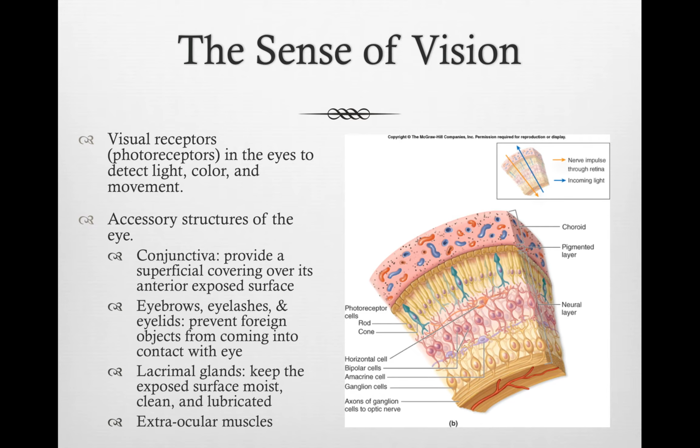Vision is the ability to visually perceive light, color, and movement. So we have visual receptors, what we call photoreceptors, that allow us to actually discern these things. And so the visual receptor itself is actually what allows for the sense of vision.